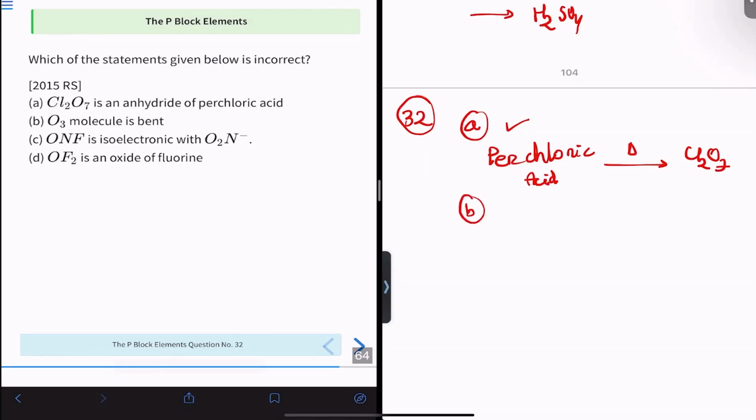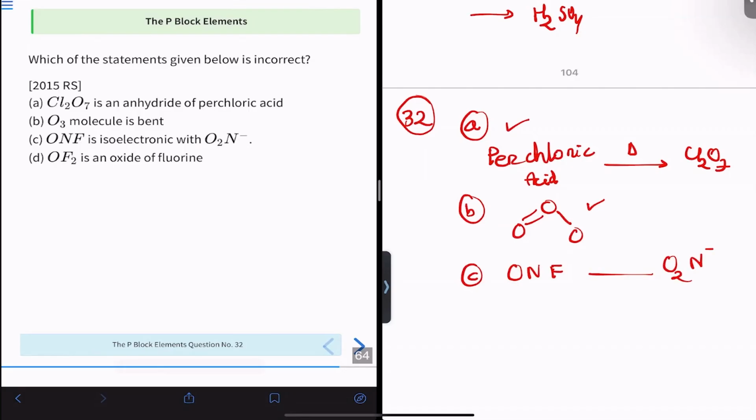Option B says O3 is a bent molecule. Yeah, O3 is a bent molecule, if you remember the shape. So option B is correct. Then option C says ONF is isoelectronic with O2 minus.